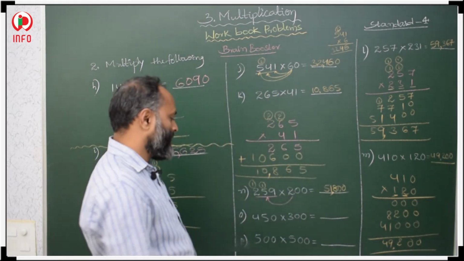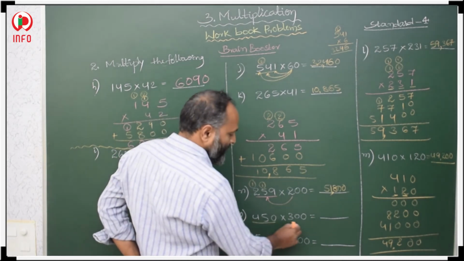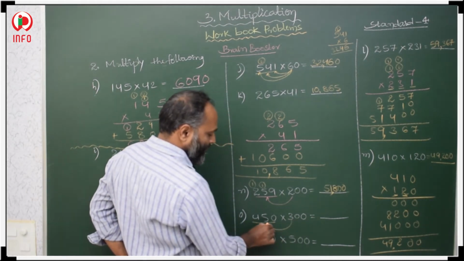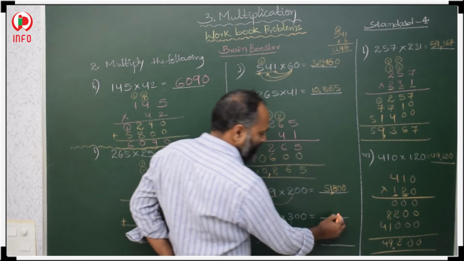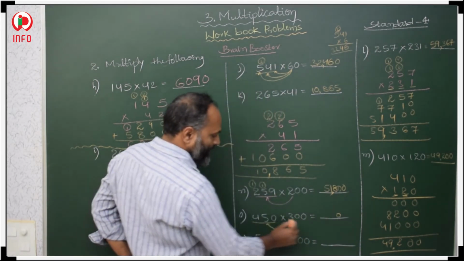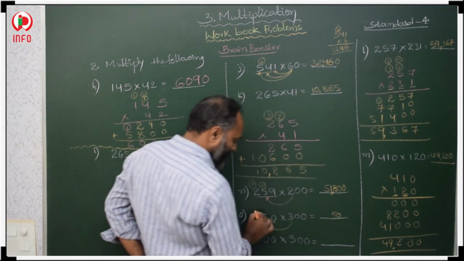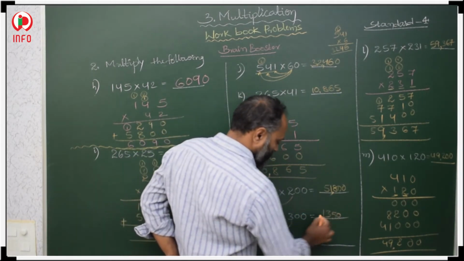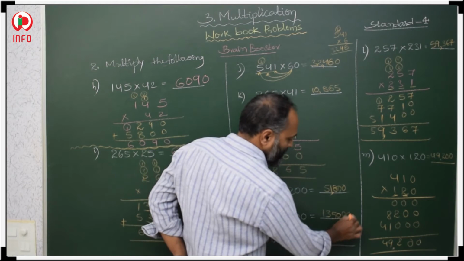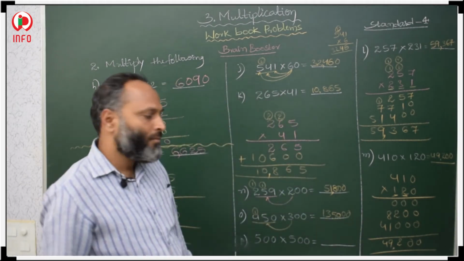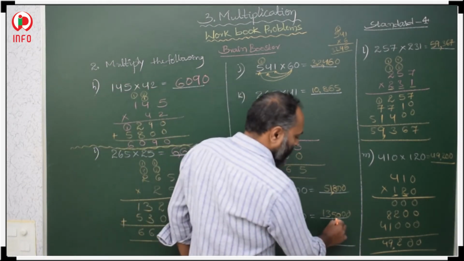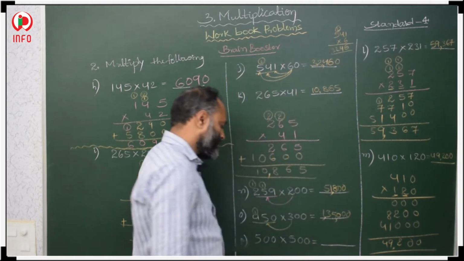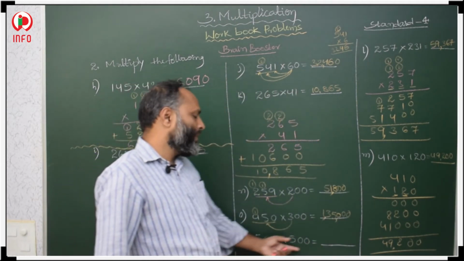51,800. Here also, 450 with 300 means we have to multiply with 3. 3 zeros are 0, 3 fives are 15, 1 here. 3 fours are 12, 12 plus 1 is 13, and here 2 zeros, that 2 zeros you have to keep. Then 1,35,000. Here 500 with 500.